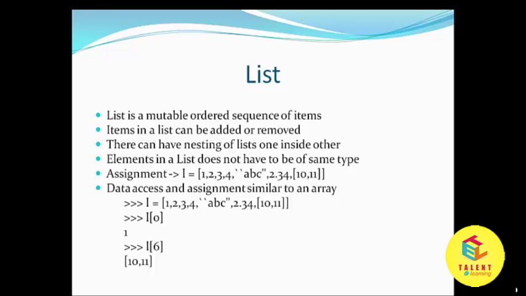L is equal to [1, 2, 3, 4, 'ABC', 2.34, [10, 11]]. So we print L[0], so the value is 1, which is the index 0, and then we print L[6], then our answer is [10, 11], which is the index 6.